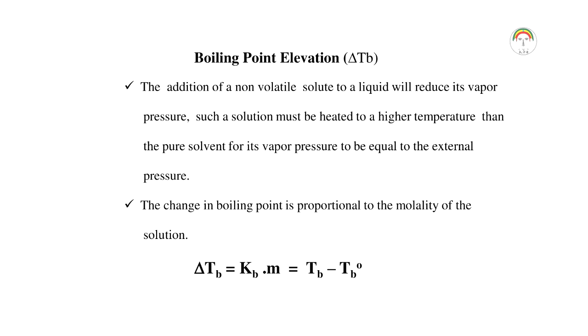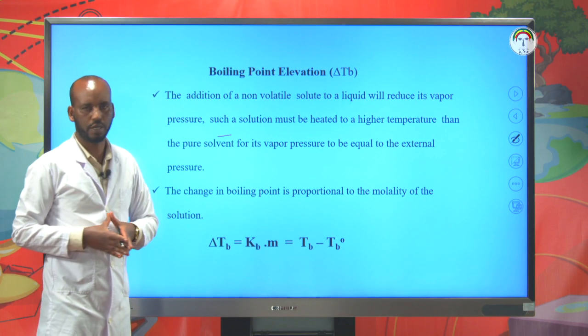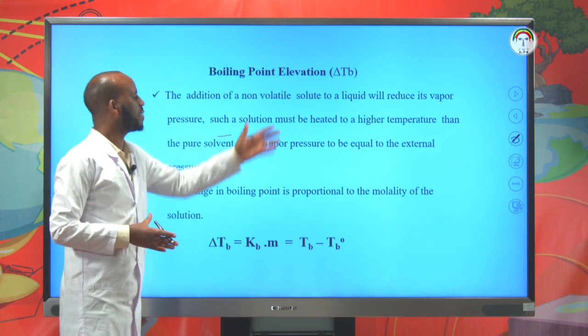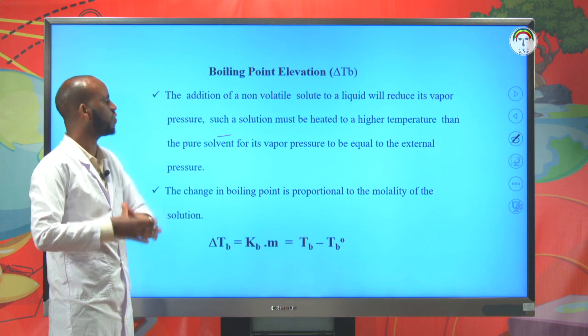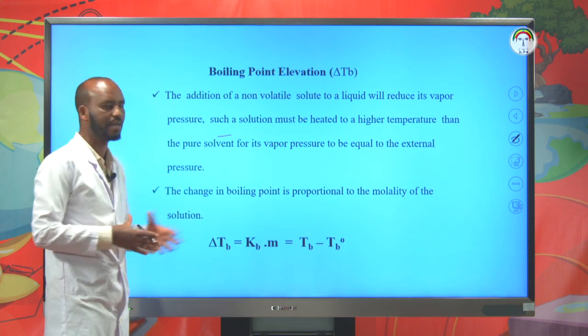Boiling point elevation. The addition of a non-volatile solid to a liquid will reduce its vapor pressure. Such a solution must be heated to a higher temperature than the pure solvent for its vapor pressure to be equal to its external pressure.